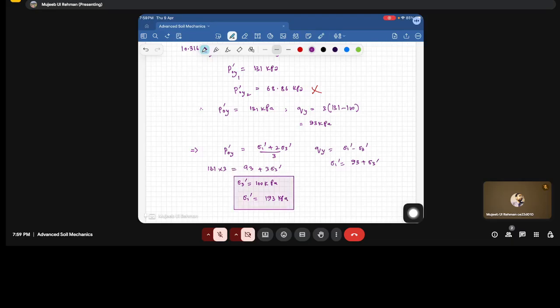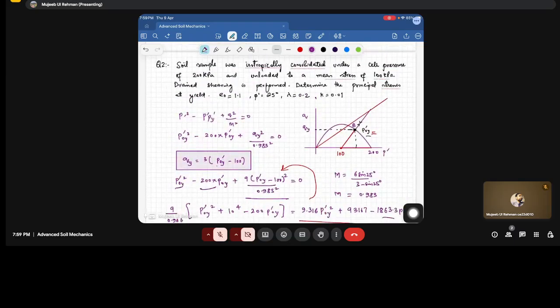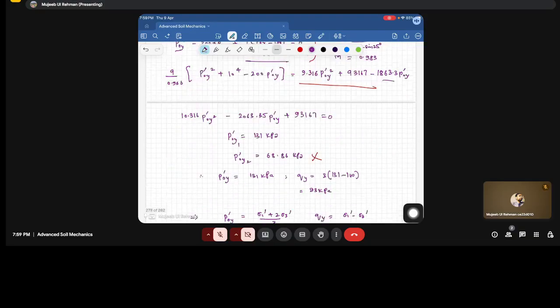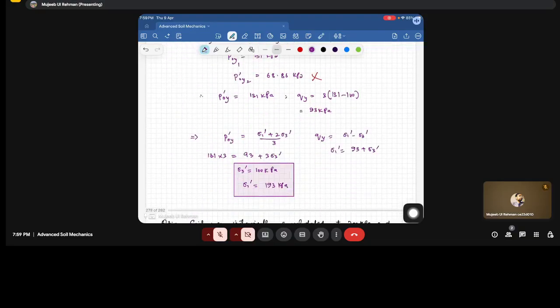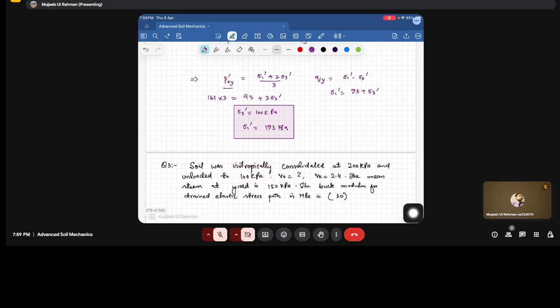So these are the principal stresses corresponding to the yield stress. What we have done is solved the modified Cam clay yield curve for this point, by using the details of M and the stresses. We got the P dash y. From P dash y, we use the basic equations which relate P, the mean stress, with the vertical and horizontal stresses. From that, we get sigma 1 and sigma 3. Moving to question number 3.